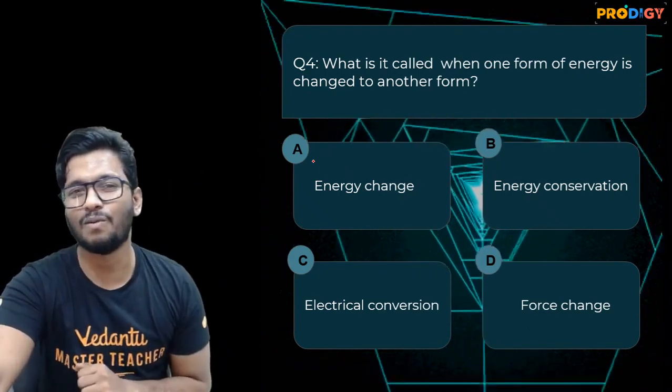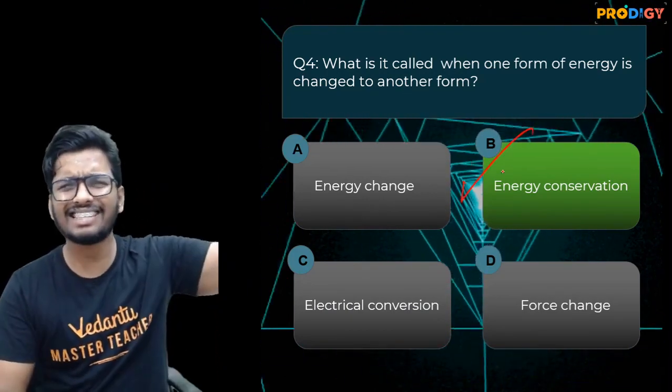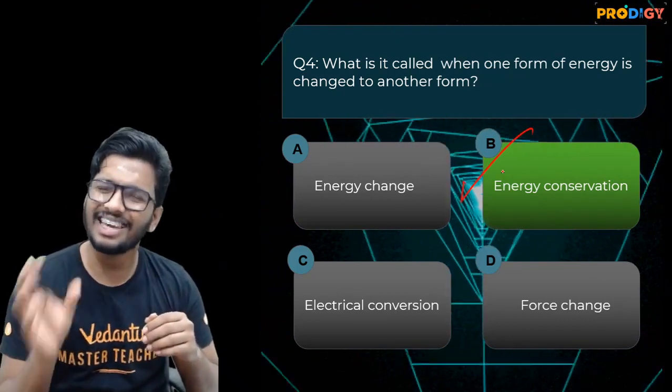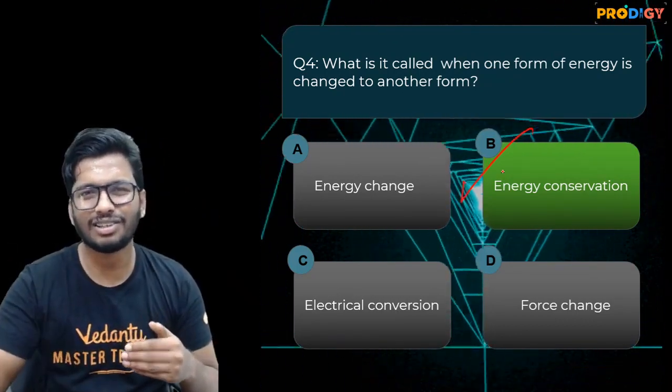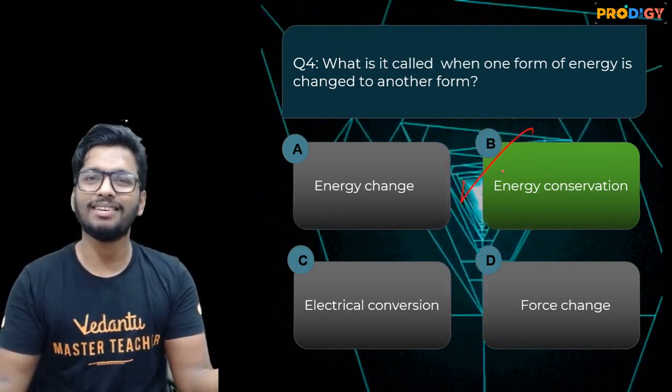4, 3, 2, 1. The answer, guys, is nothing but energy conservation. The exact same thing that we just did before. Just that they have asked you in a different form. That's all. It's the same thing. Energy can neither be created nor destroyed. It can only be converted from one form to another. That is what is called energy conservation. Simple.